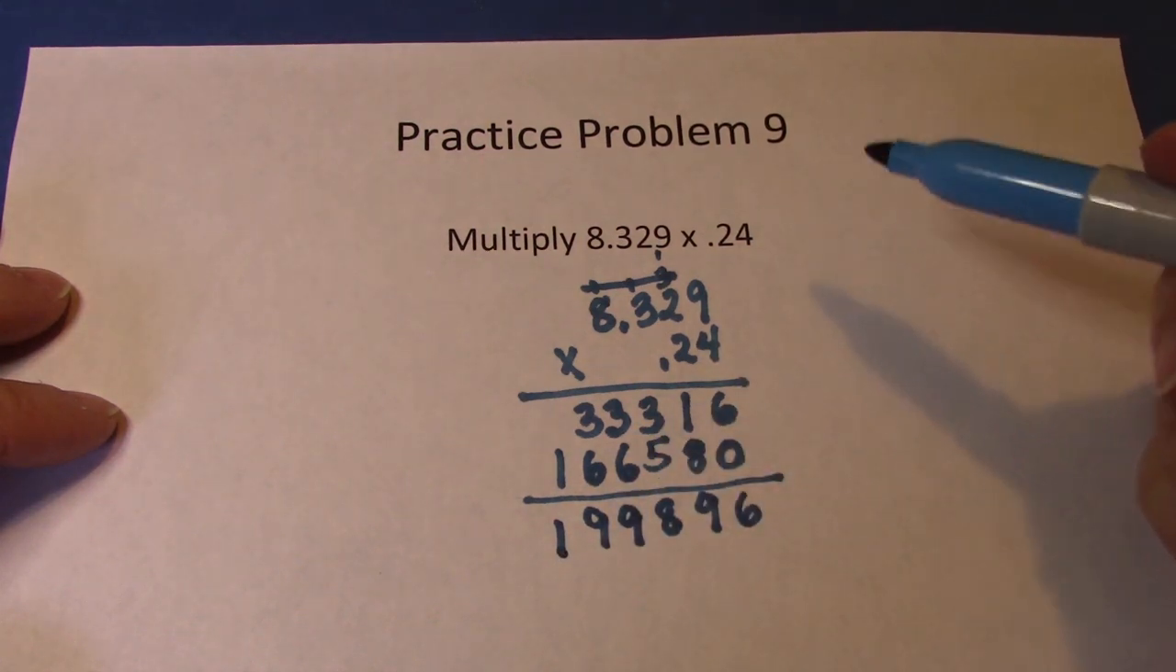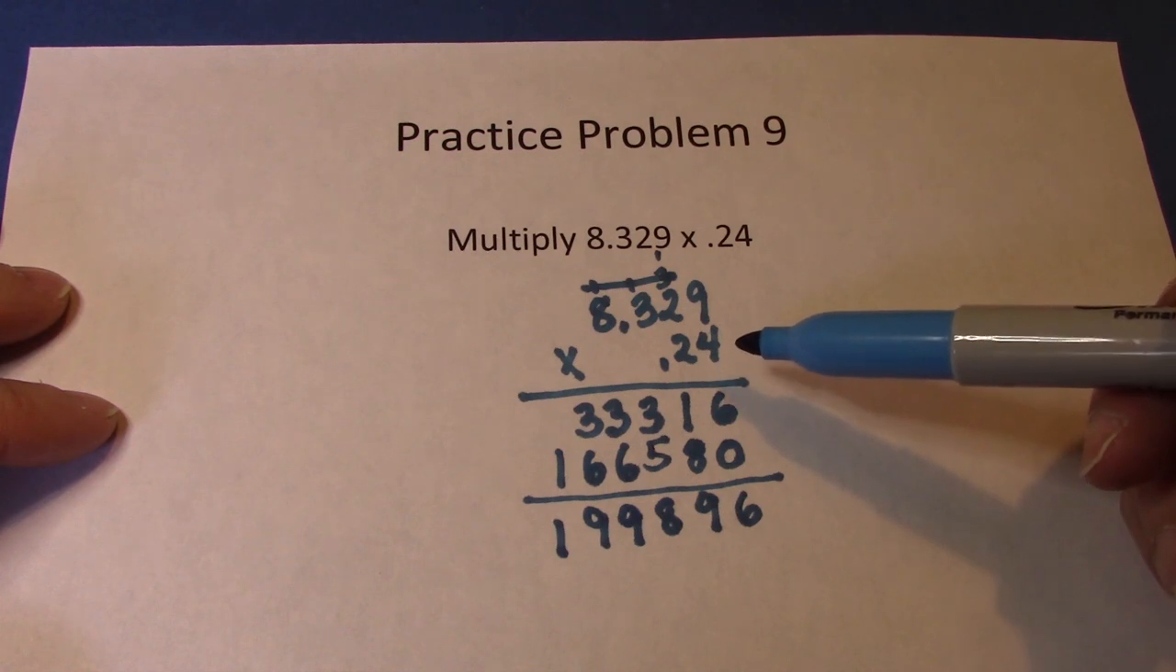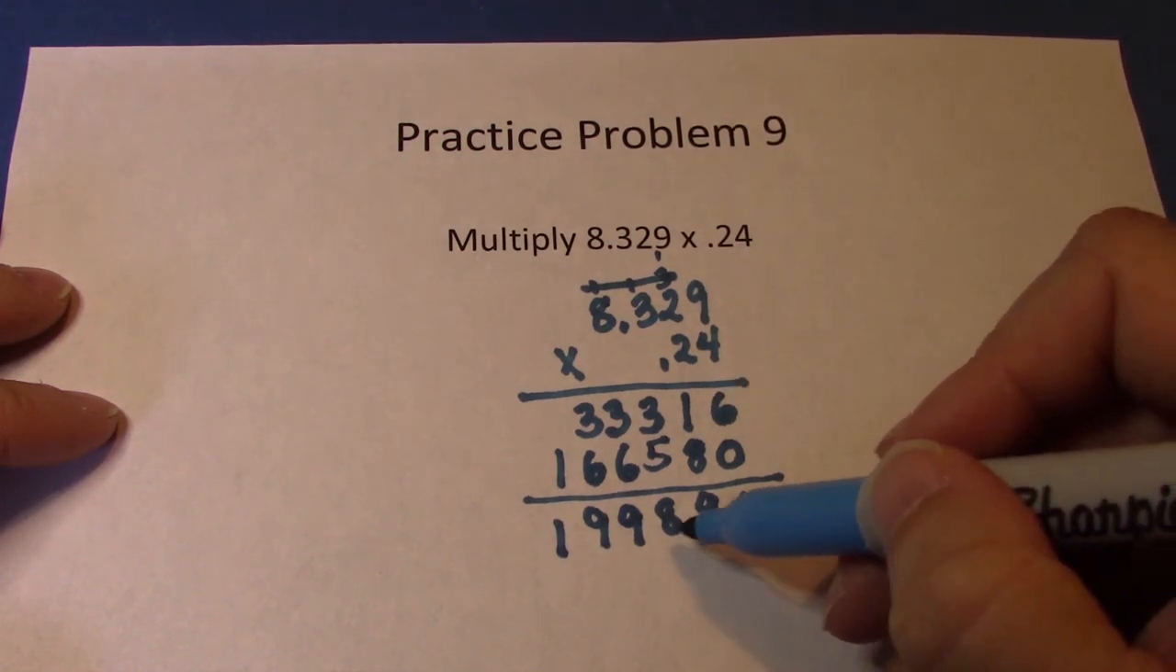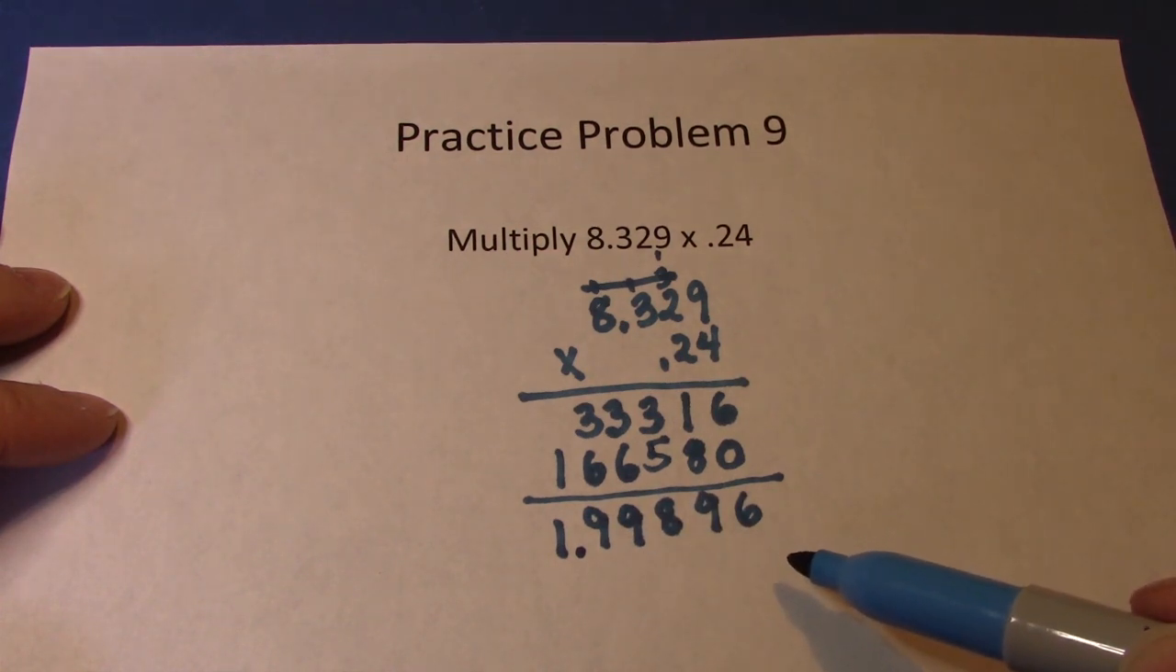Now how many decimal places do I need? Well, this has 3, and this has 2, so that's a total of 5. 3 plus 2 is 5, so 1, 2, 3, 4, 5 places after the decimal.